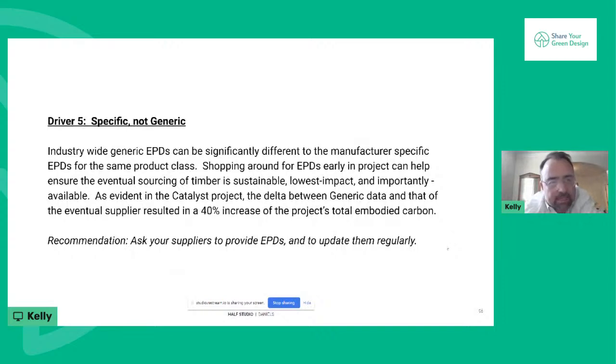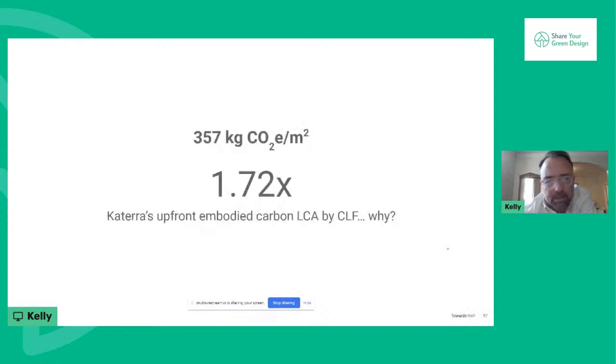And the last thing is being specific and not generic. These industry-wide generic environmental product declarations can vary significantly from manufacturer-specific ones. So shop around early when you're sourcing your materials, and call manufacturers and ask them what's driving their supply. I think asking manufacturers who don't yet have EPDs to do them will allow them to understand their own supply chain, shed light on their processes, and find the reductions that they need to make. So ask them for EPDs and ask them to update them regularly.